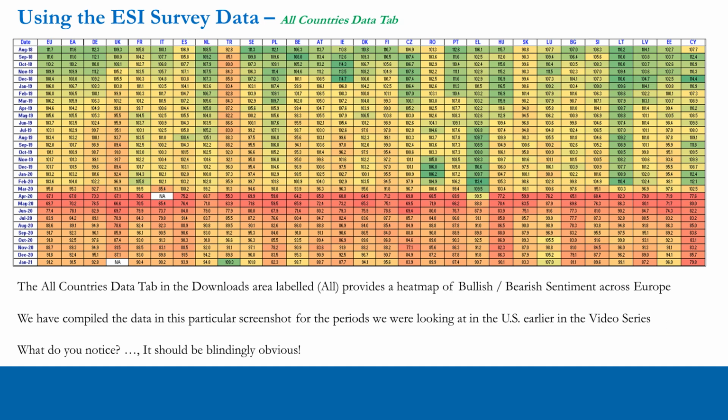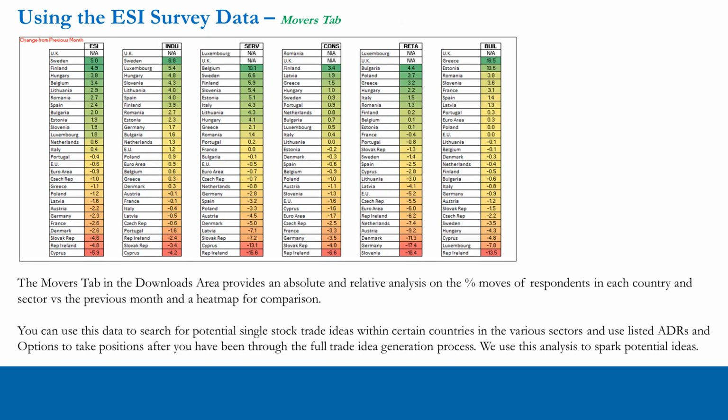You can just see a general decline from green to yellow to red, so from bullish to neutral to bearish sentiment over the period. Of particular note, coming out of the COVID economic shutdown crisis, Europe overall has struggled to get back into bullish sentiment.